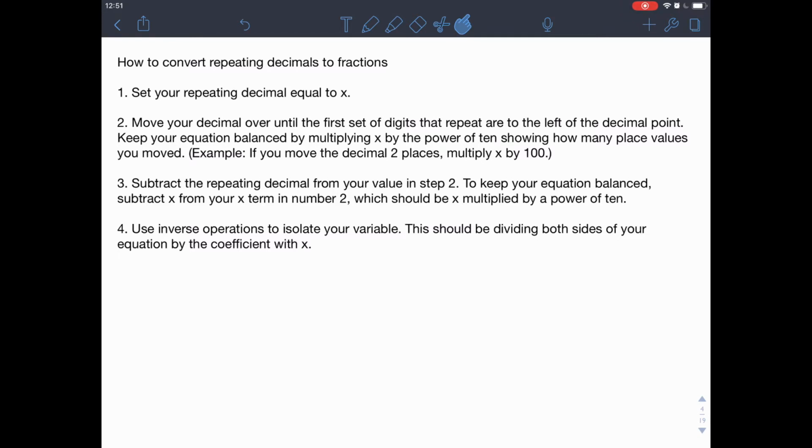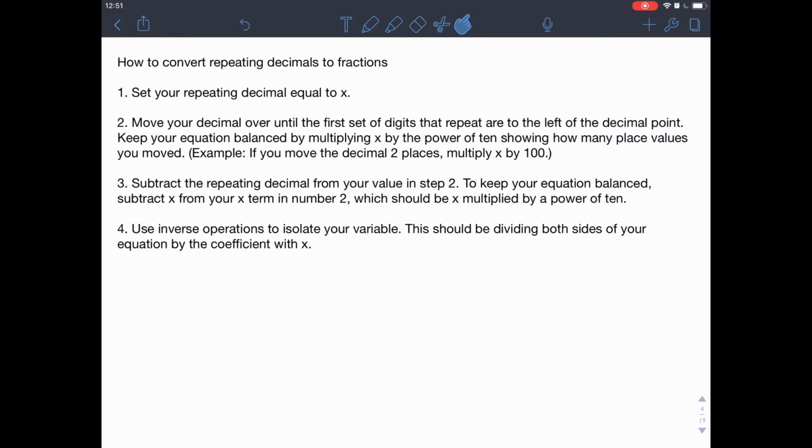And then to keep it balanced, subtracting x from the x term. So just each side of those equations subtract away. And then after that, we have just an equation that's a one-step equation, and there are no repeating decimals left. So we use inverse operations to isolate our variable. And then that should end up just being dividing both sides by whatever coefficient was with x.